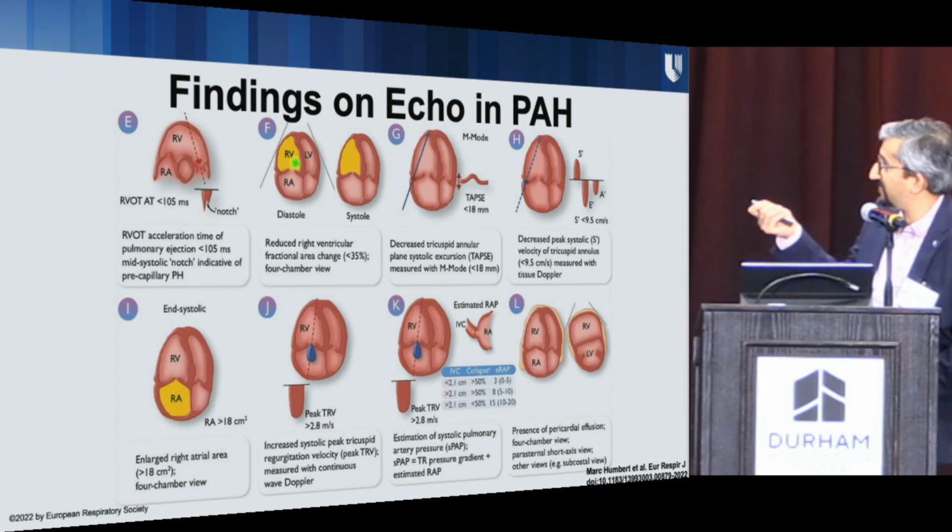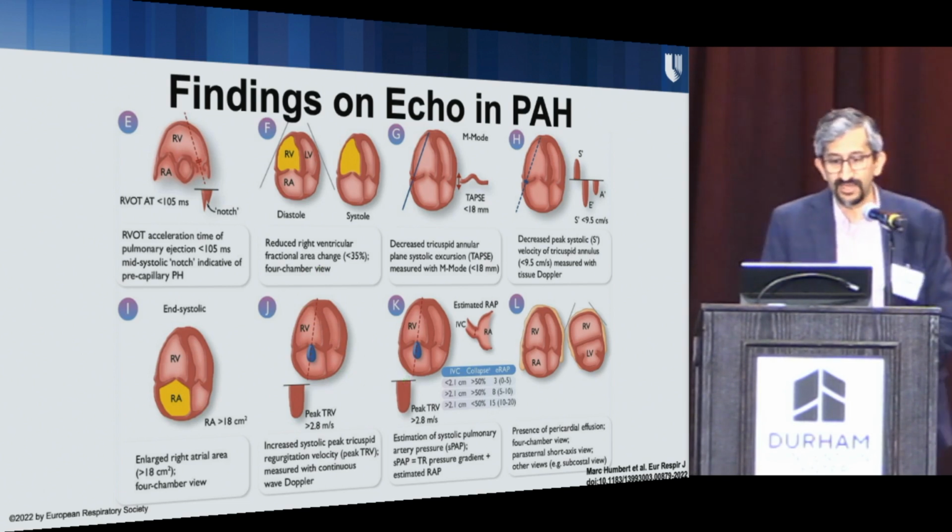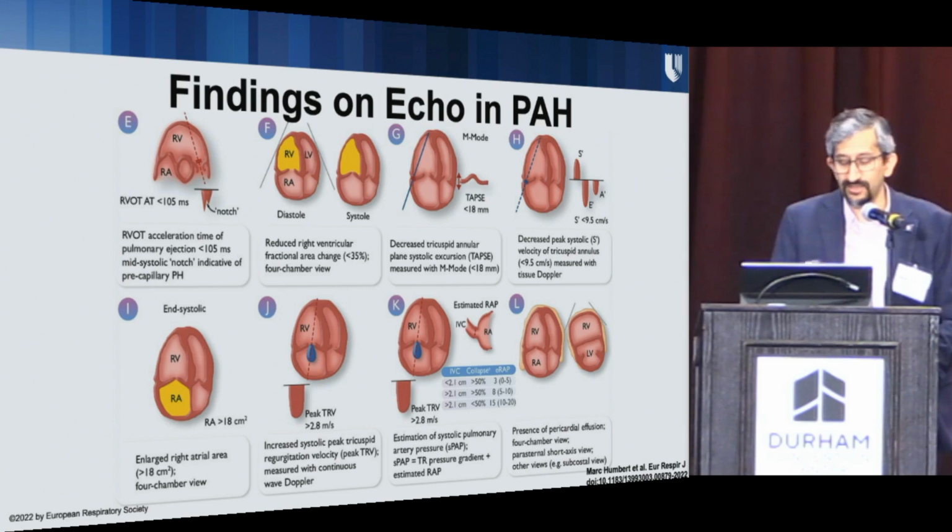Obviously, we can see right ventricular enlargement. We can look at tricuspid annular plane systolic excursion, or TAPSE. We can look at tissue Doppler imaging of the right ventricle, giving us an S prime. We can look at right atrial remodeling. But here's RVSP, again, just one of many of these echo signs that should make us concerned about pulmonary arterial hypertension.